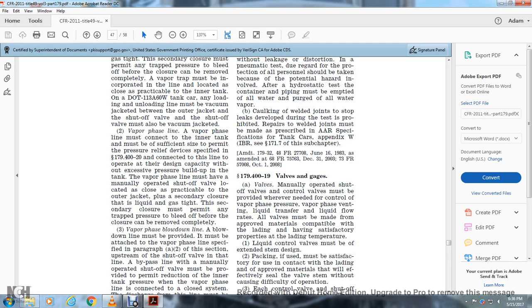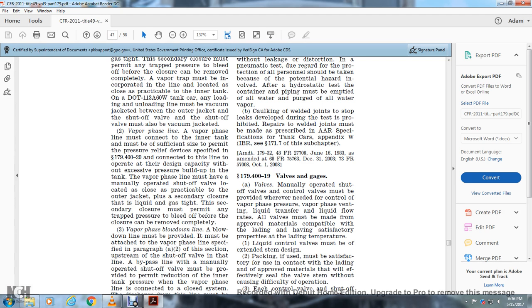Vapor phase line. The vapor phase line must connect with the inner tank and must be positioned to permit the pressure relief device specified in 179.420 to be connected to the line and operate within its design capacity without excessive pressure buildup in the tank. The vapor phase line must also have a manually operated shutoff valve located as close as practical to the outer jacket, plus the secondary closure.